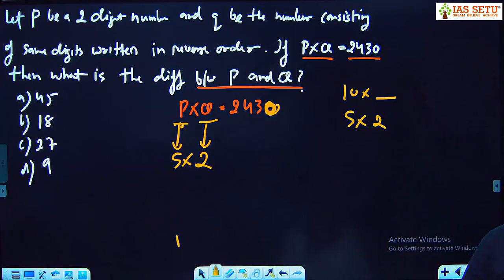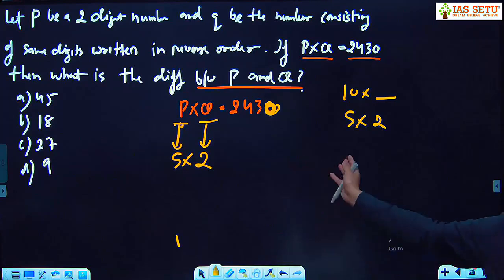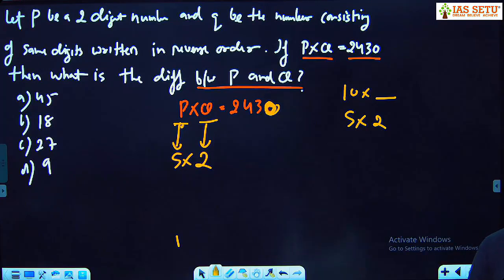Last में अगर 0 है, what is the reason behind that? Either there is a multiple of 10 in your multiplication, or there is a multiple of 5 and a multiple of 2. No other reason. Multiple of 10 not possible. We have checked. Maximum 90 possible है.